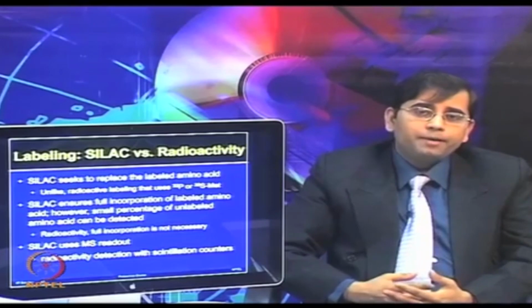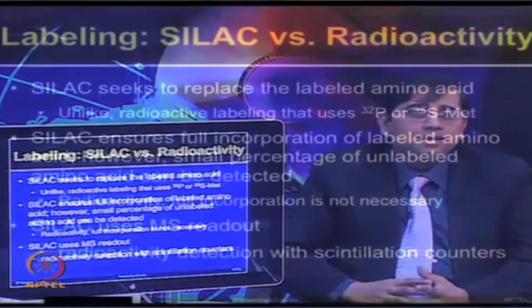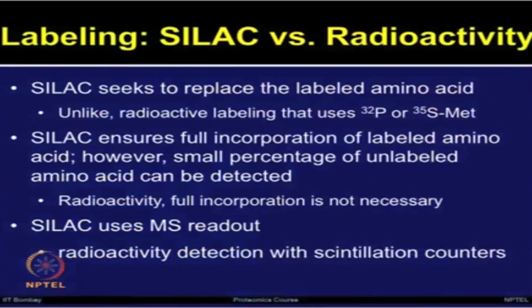The SILAC method seeks to replace the amino acid with a labeled one, unlike radioactive labeling, which uses 32P or 35S methionine. The SILAC method ensures that labeled amino acids are fully incorporated in the cells. However, a small percentage of unlabeled amino acids can be detected. In radioactivity based labeling, full incorporation is not necessary. In SILAC, one can read out the signals using mass spectrometers, whereas radioactivity detection is possible using scintillation counters or by registering films for the signal intensity.